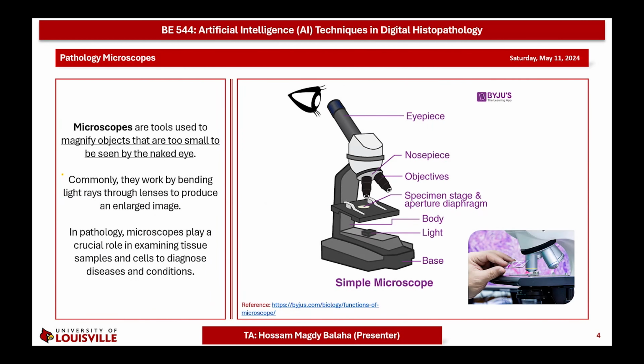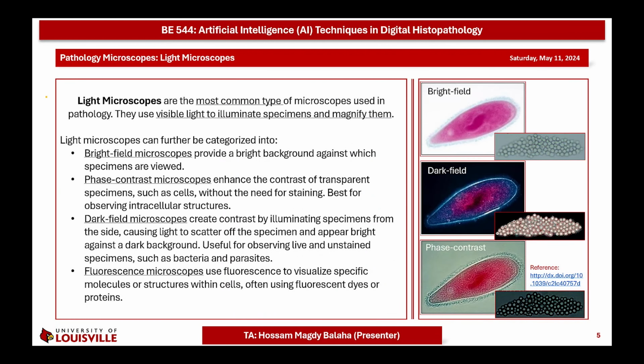So, what are microscopes? Microscopes are tools used to magnify objects that are too small to be seen by the naked eye. Commonly, they use light rays through lenses to produce enlarged images. As you see, you put the specimen or the object and fix it here, and through the eyepiece you can see an enlarged image. There are different types of microscopes. The most common type of microscopes are light microscopes. They use visible light to illuminate specimens and magnify them.